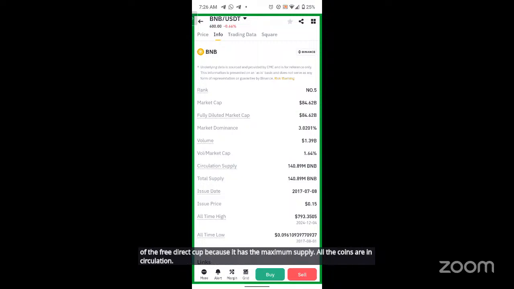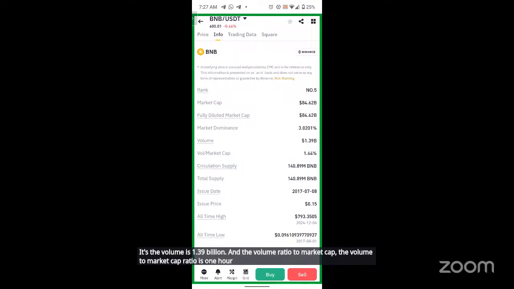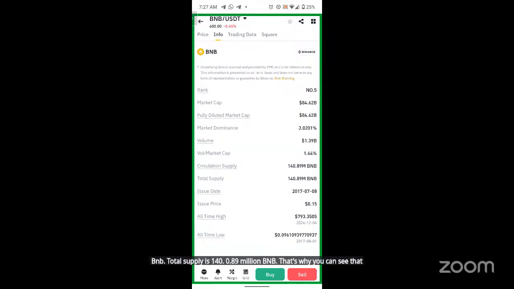How does it dominate the market? It dominates the market by 3.0201%. Its volume is 1.39 billion, and the volume to market cap ratio is 1.64%. Circulating supply is 140.89 million BNB. Total supply is 140.89 million BNB. That's why you can see that the circulating supply and the total supply are the same. Why? It has the maximum supply.